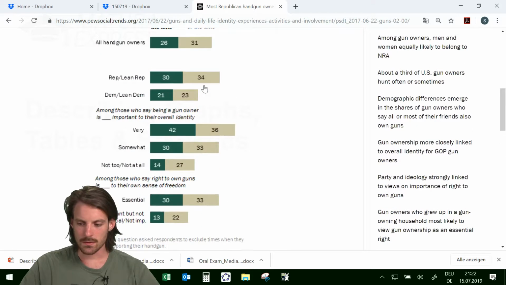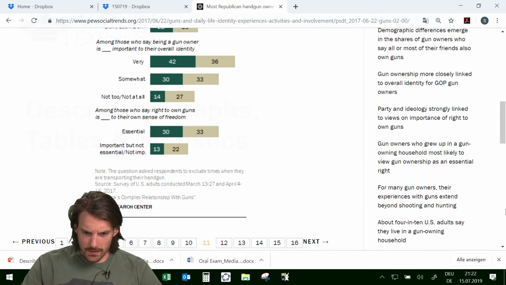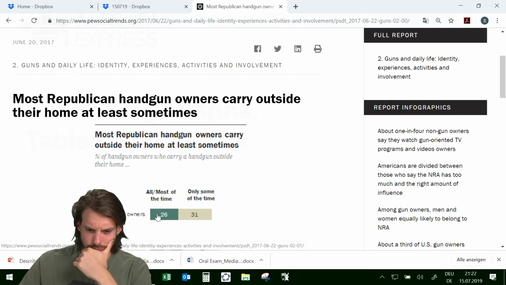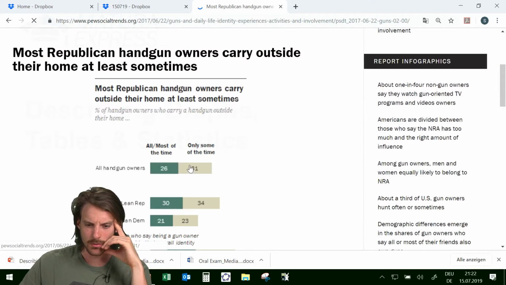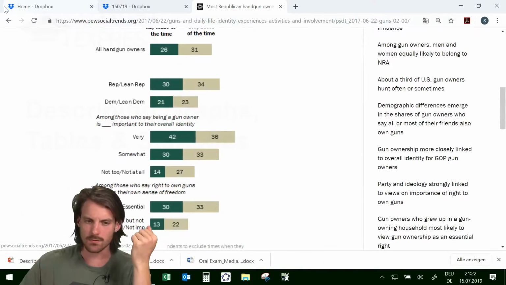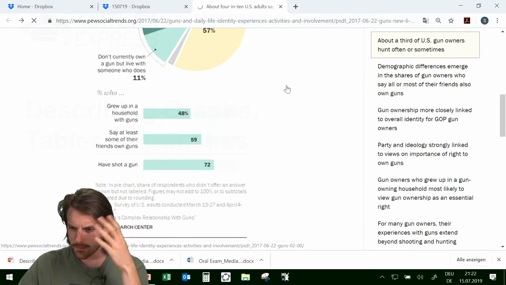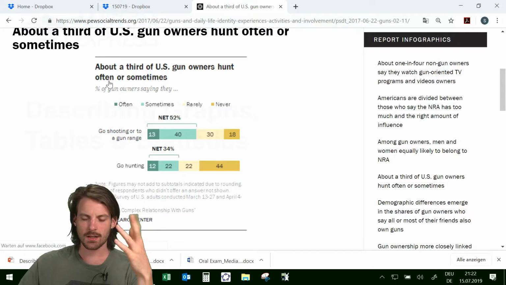Yes, there's just another explanation with this bar chart here. If we go back, maybe you can click onto it. There's a small text here about a third of US gunners. So you can click yourself through it if you're interested in that.